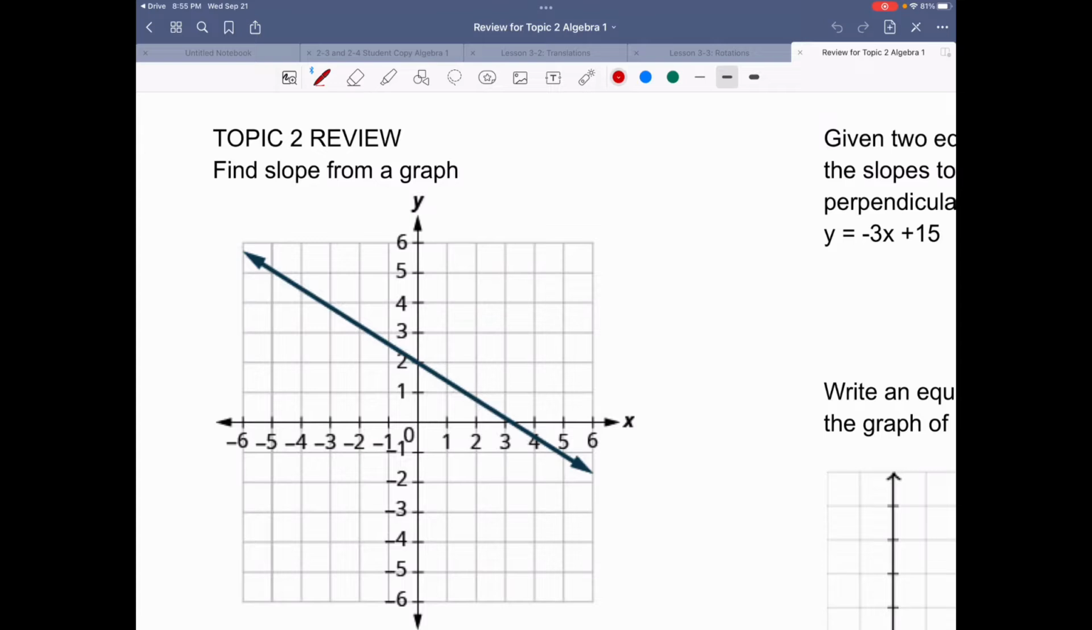The first one is find slope from a graph. So I'm going to find points on this graph where it seems to be going through a corner of a square. And this looks like a rise of -2 over a run of 3. You can figure that out by counting the squares that we go from one dot to the next dot. Rise and run.